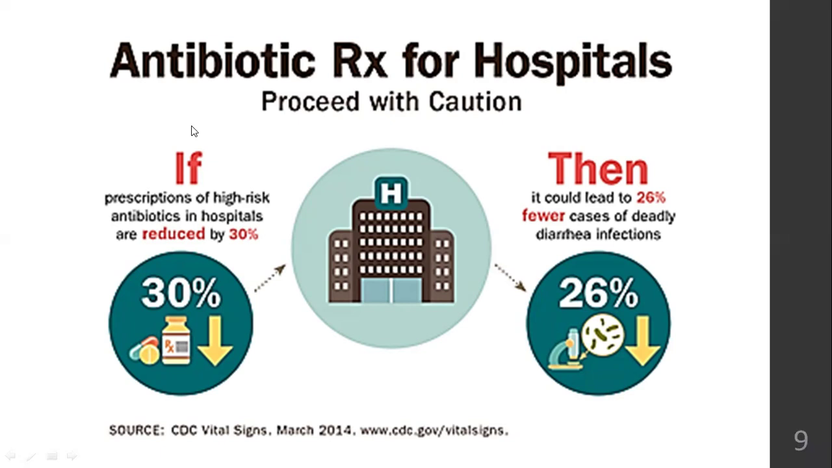Antibiotic treatment for hospitals. If you follow the stewardship, if you reduce the prescription of antibiotics in hospitals by 30%, then there could be very few cases of deadly diarrheal infections. It is a direct relation. If you reduce high risk antibiotic prescriptions by 30% in the hospital, there are chances that you are reducing the diarrheal infection as well, which is multi-drug resistant.